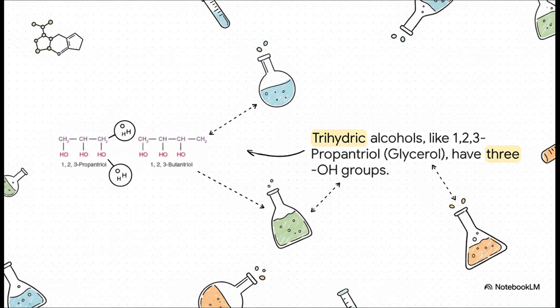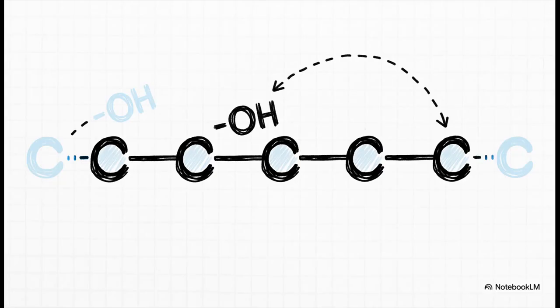So, that's our first level of sorting. Mono, di, and tri. Simple enough. But just counting the groups, that's only scratching the surface. For the most common type, those monohydric alcohols, the story gets way more interesting. It's not just that there's an OH group, it's where it's sitting on that carbon backbone. And that location, believe me, changes everything.